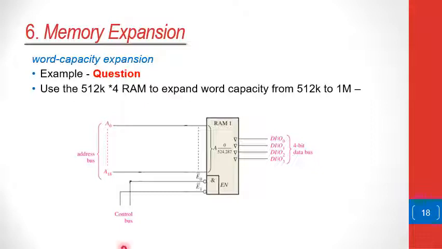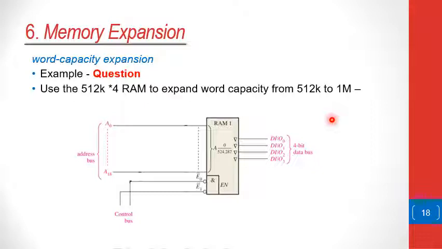The following is a word capacity expansion example. So we have, in this case, a single unit of RAM, which is a 512K by 4 RAM, and we want to do a word capacity expansion from 512K to 1 mega. Now, remember, word capacity is all about increasing the number of addresses in the memory.